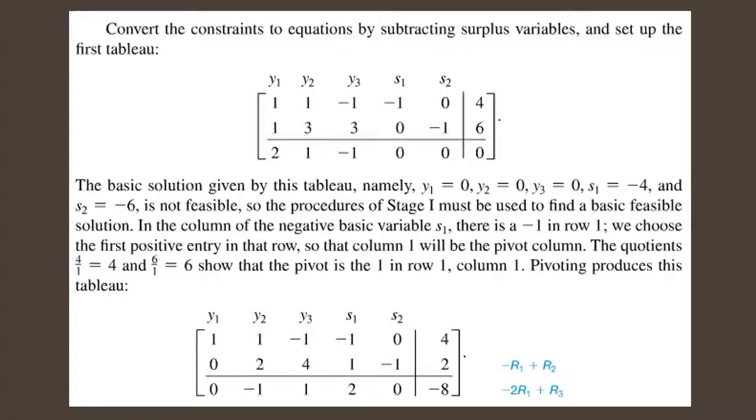So in the column of the negative basic variable S1, there's a -1 in row 1. We're going to choose the first positive entry in that row. So column 1 will be the pivot column. And the quotients 4/1 equals 4, 6/1 equals 6 show that the pivot is the 1 in row 1, column 1. So in other words, go through the process that we've already learned and then pivot. And when we pivot, we get this tableau. And so we have pivoted.